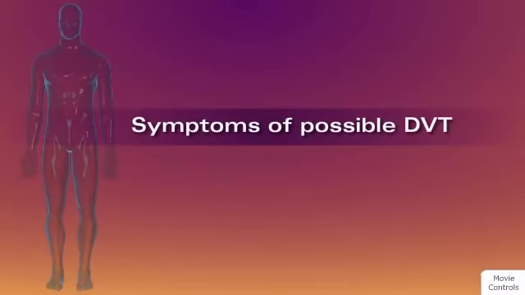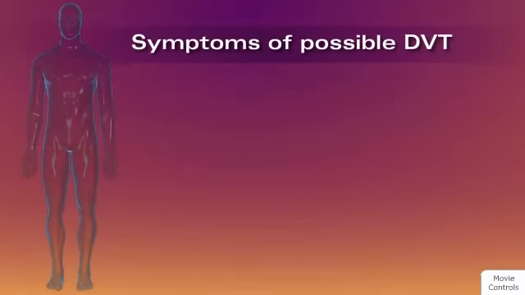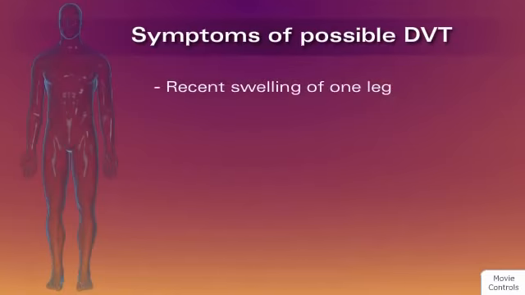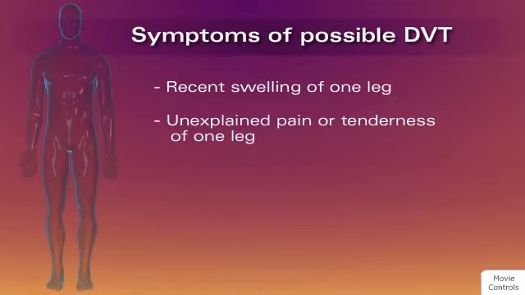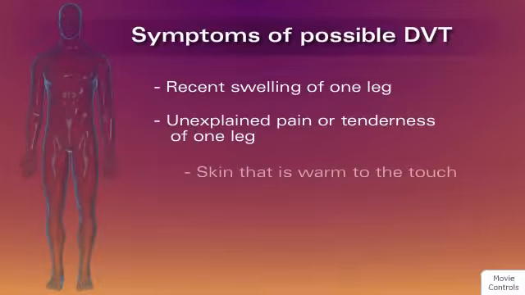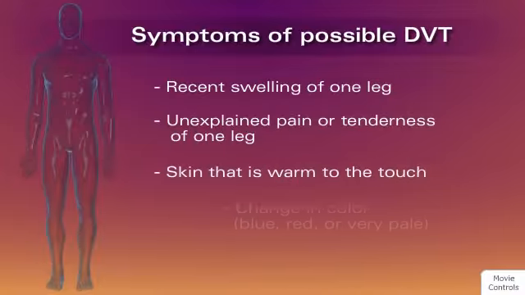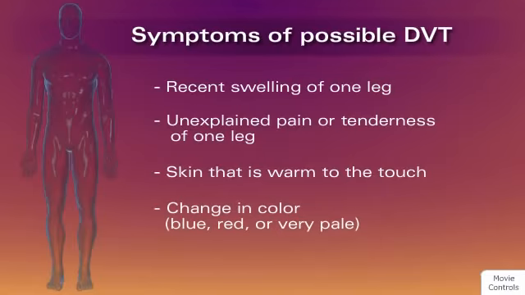Symptoms of DVT and PE can develop slowly or suddenly. If you have any of these symptoms, contact your doctor immediately. Recent swelling of one leg, unexplained pain or tenderness of one leg, skin that is warm to the touch, change in color, blue, red, or very pale.